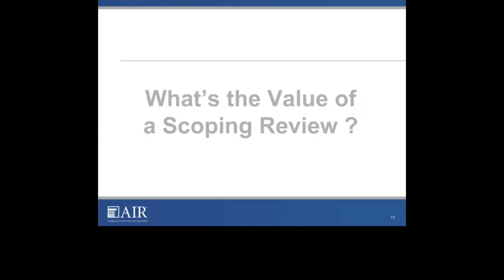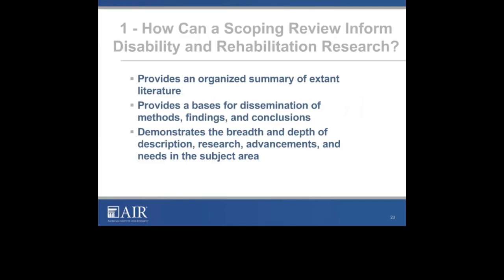So with that, let's take a look at the value of a scoping review. How can a scoping review really inform our research? Well, first of all, the scoping review gives us this organized summary of existing research. That organized summary part is of value to quite a few people, actually, and it's the organized part that makes the scoping review really useful. It brings together the knowledge base in one place, if you please, on a given subject or a topic.